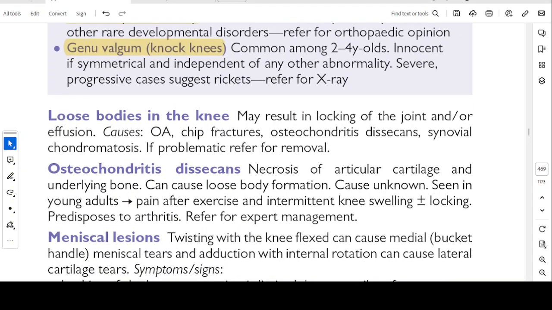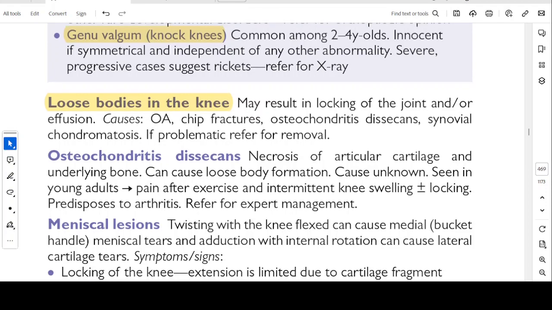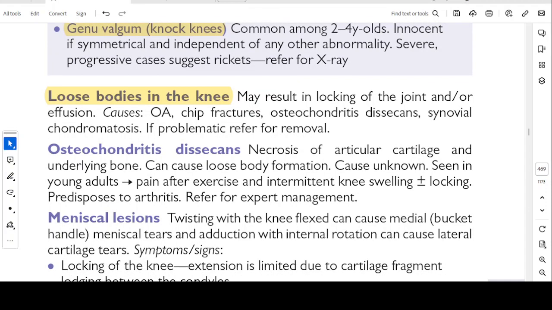Loose bodies in the knee may result in locking of the joint or effusion. Causes are osteoarthritis, chip fractures, osteochondritis dissecans, synovial chondromatosis. If problematic, refer for removal. That's because they result in locking. Whenever a small moving foreign body is in between the articular surfaces of the joint, it will result in locking.